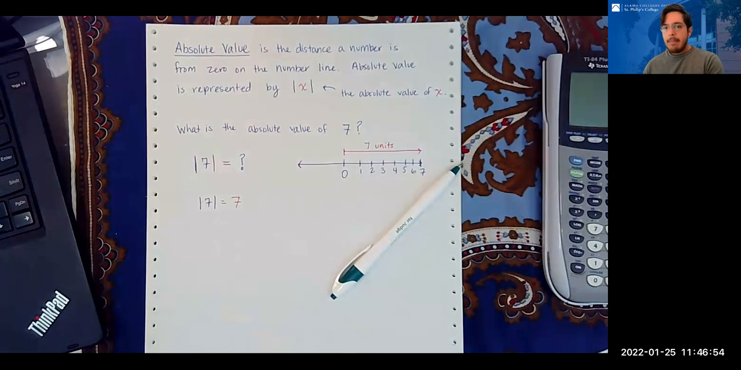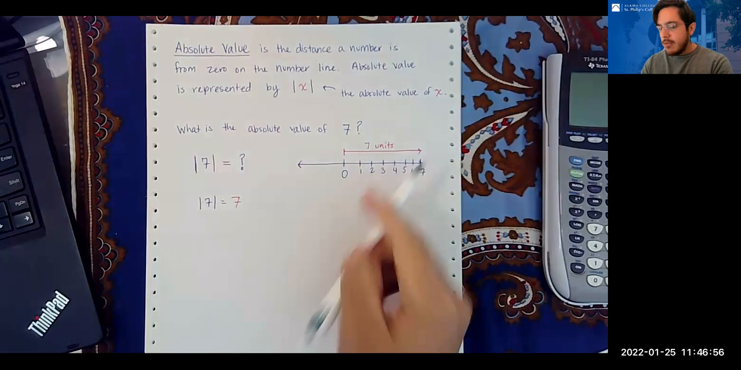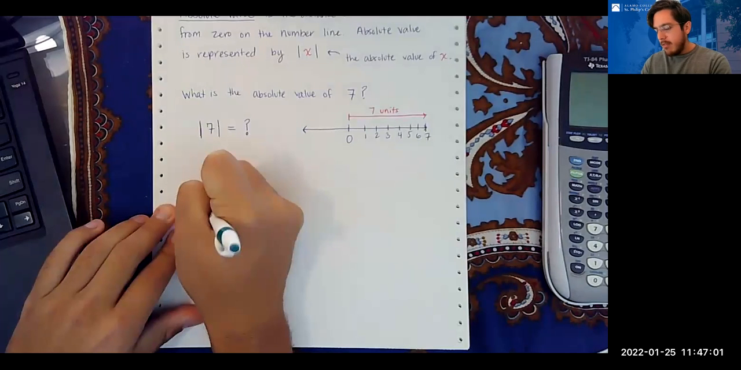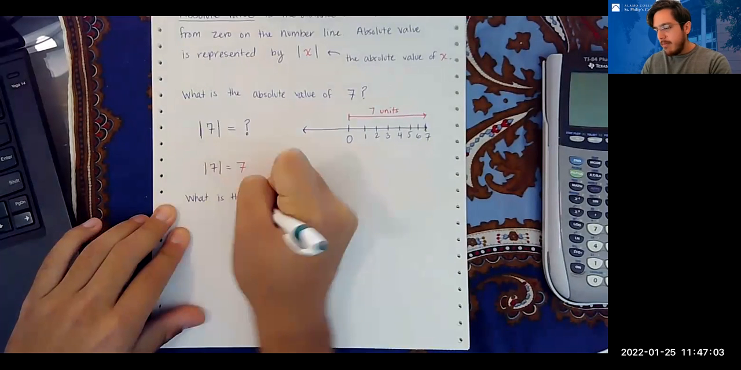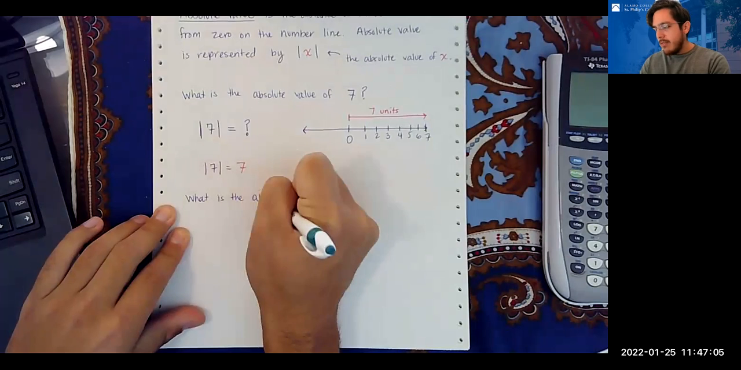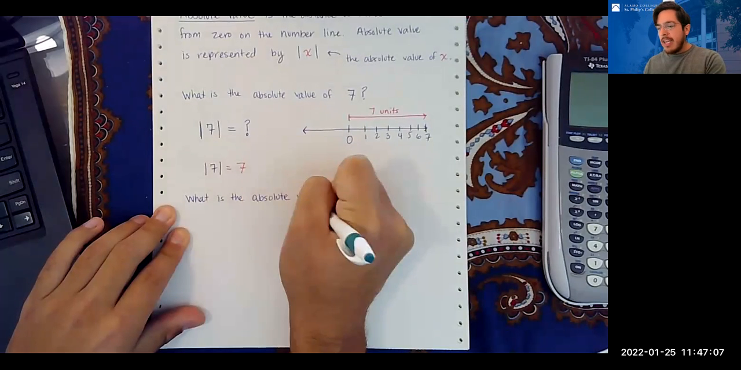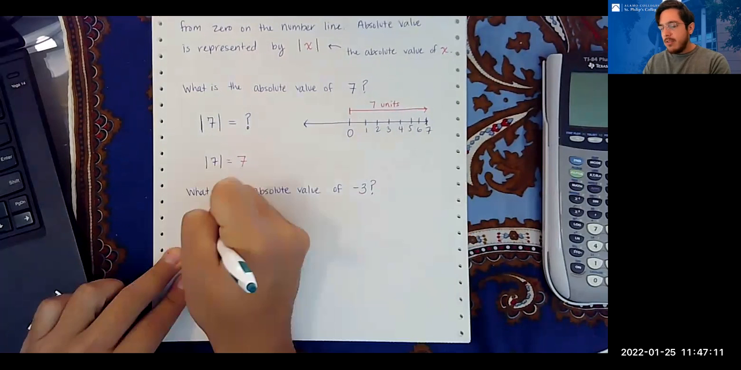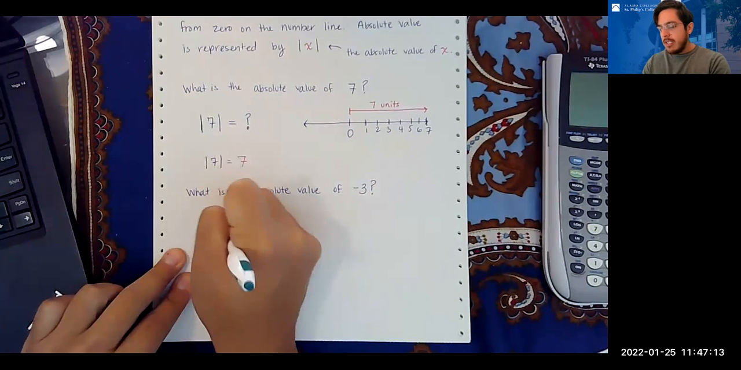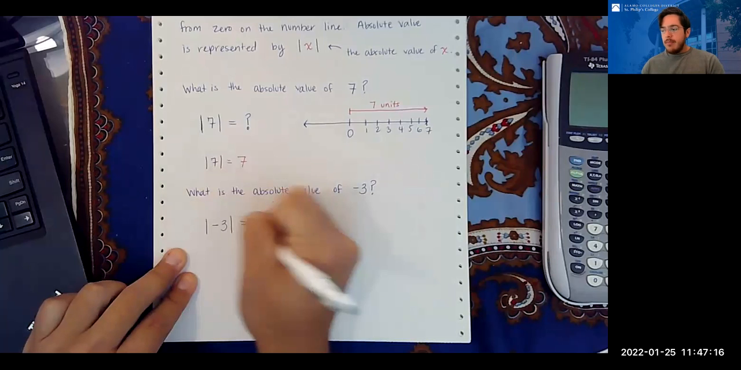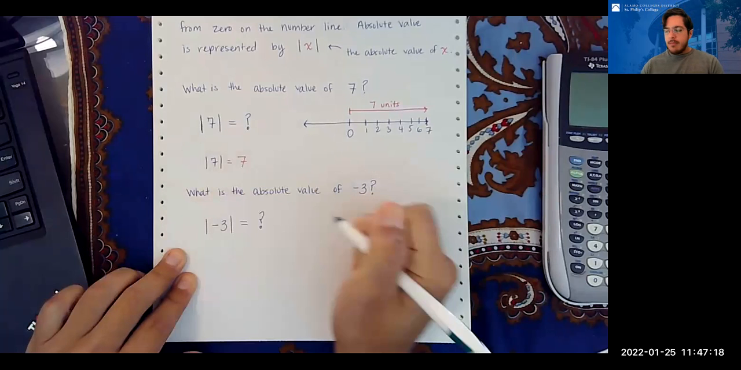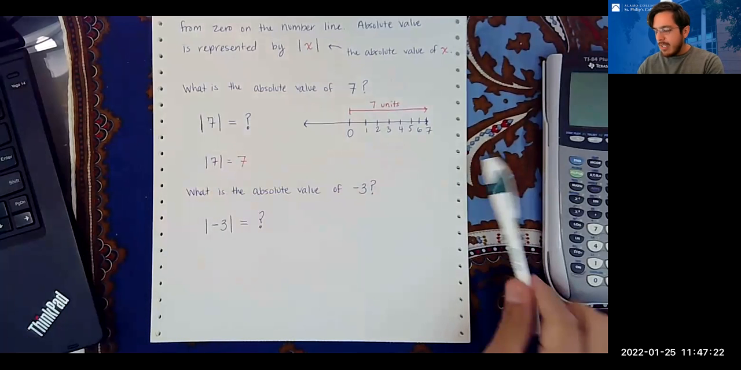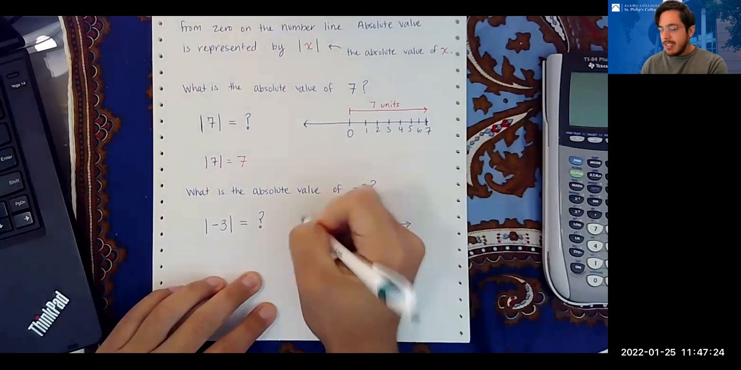Okay. But if I asked you, what is the absolute value of -3, that question would look more like this. The absolute value of -3 is equal to what? Now, can anybody tell me what is the distance that -3 lies on the number line from 0?